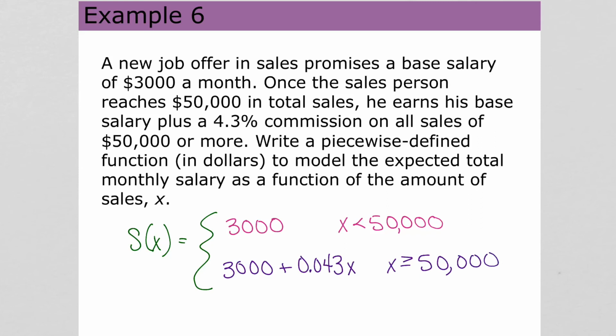Now let me explain where I got this x and all that, okay? So it's 4.3% on all sales. So 0.043 times however much he sold, plus his normal base salary of $3,000, okay? And that is if he sells $50,000 or more. And that's it on piecewise defined functions.